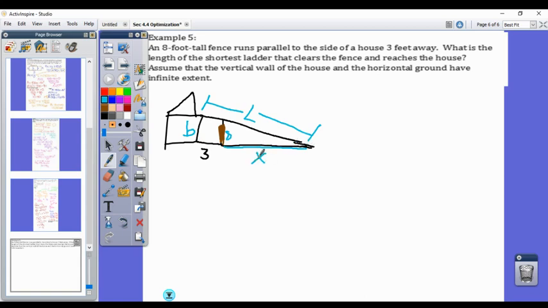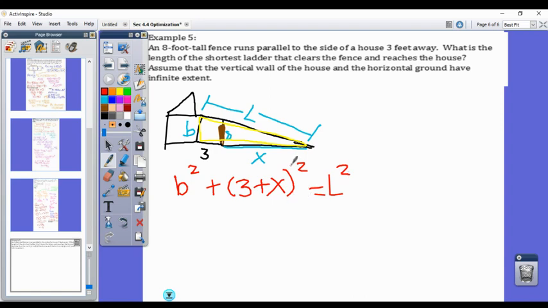All right, so the first thing that I'm noticing is I've got two sets of triangles. I'm going to color them for you. This right here in yellow is a right triangle, right? So I could say that b squared plus, this distance is 3 plus x, squared equals the length of my ladder squared.